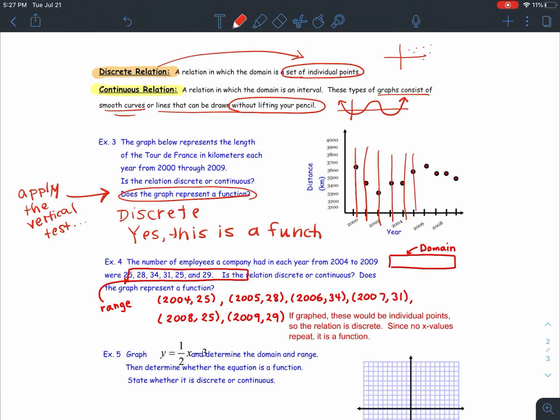Looks like my pen stopped working here. All right, hang on one second here. Okay, I apologize about that.